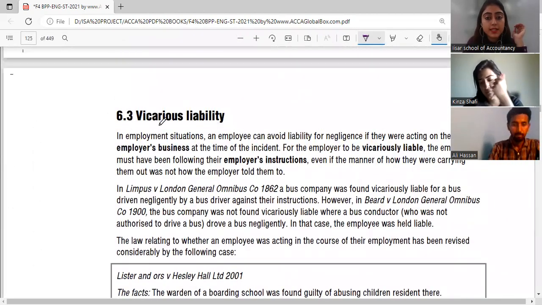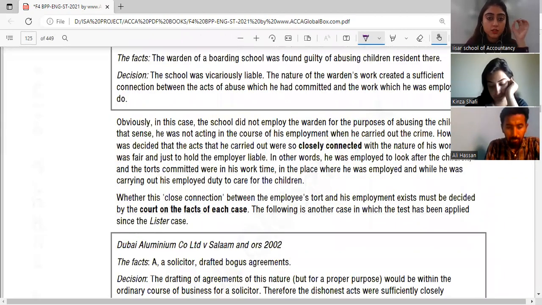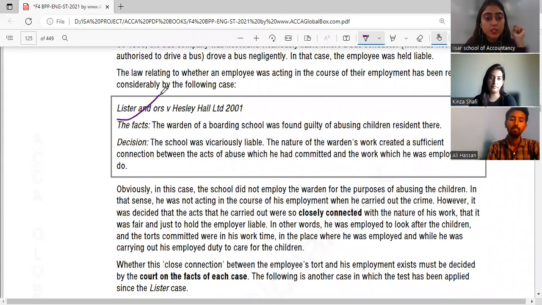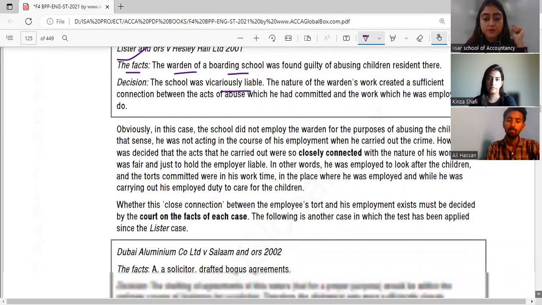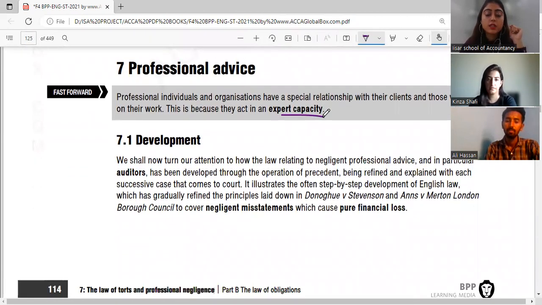Next, vicarious liability, हम डिस्कस कर चुके हैं कि एम्प्लॉयर की रिस्पॉन्सिबिलिटी कब और कैसे किस शक्ल में आ जाती है, जिसमें हमने केस भी पढ़ा Lister versus Hesley Hall. ये वही वार्डन वाला केस है, boarding school warden and the school was vicariously liable. Then professional advice, expert capacity.